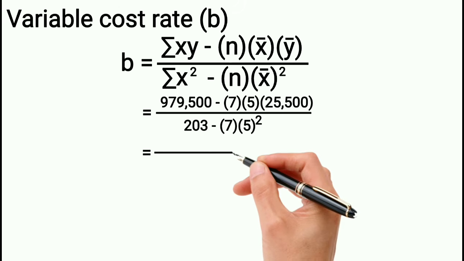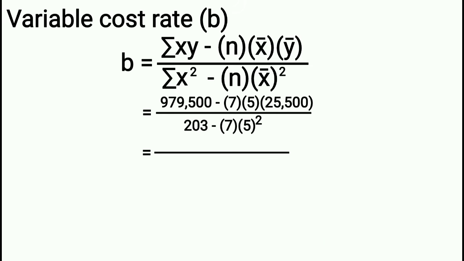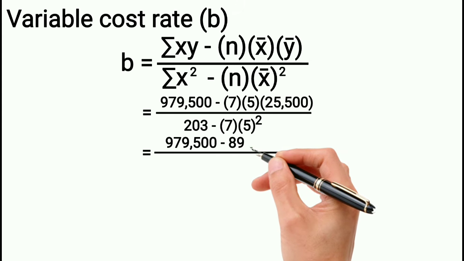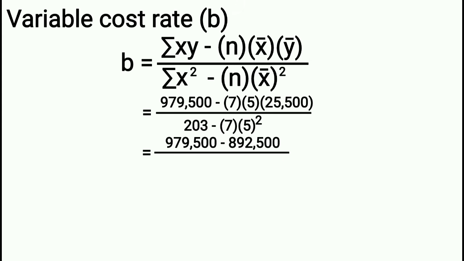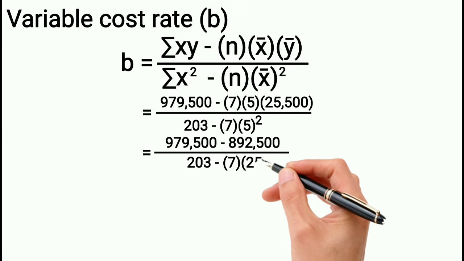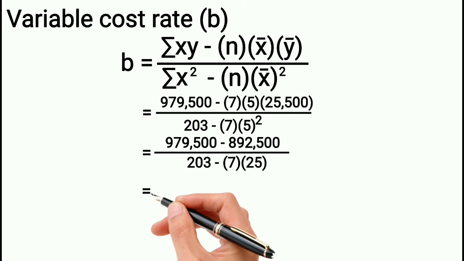Kunin muna natin yung product ng 7, 5 at 25,500. 7 times 5 times 25,500, ilan yan? 892,500. Therefore, it will become 979,500 minus 892,500. Next, 5 raised to the power of 2, ilan yan? 5 times 5, that is equal to 25. That will become 203 minus 7 times 25.